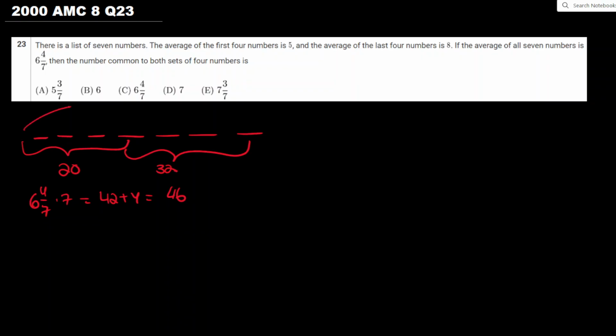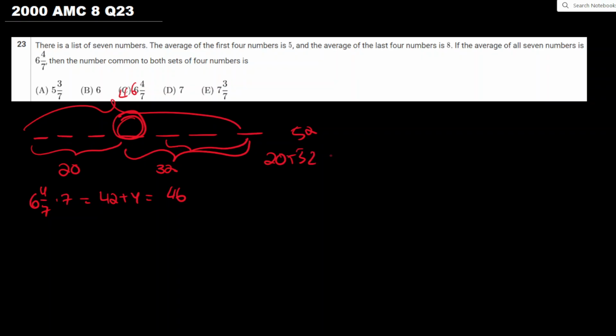So the sum of all 7 is 46. And counting this one twice, because again, we already covered this one and we already covered this one as well, that means that we're counting this number twice. So we can do 52, so 20 plus 32, minus 46 to get 6 as our answer, which means our middle number is B.